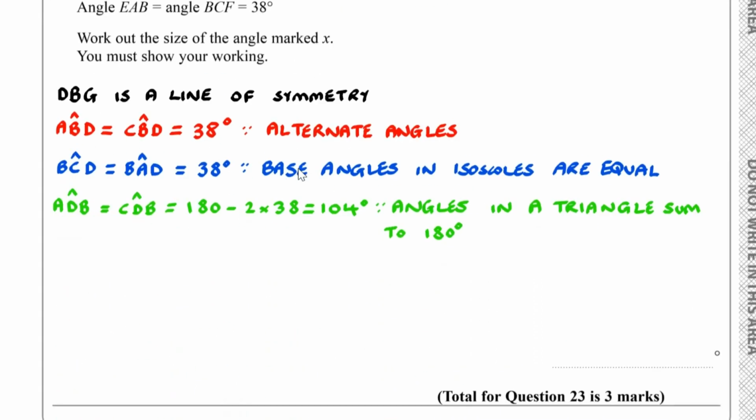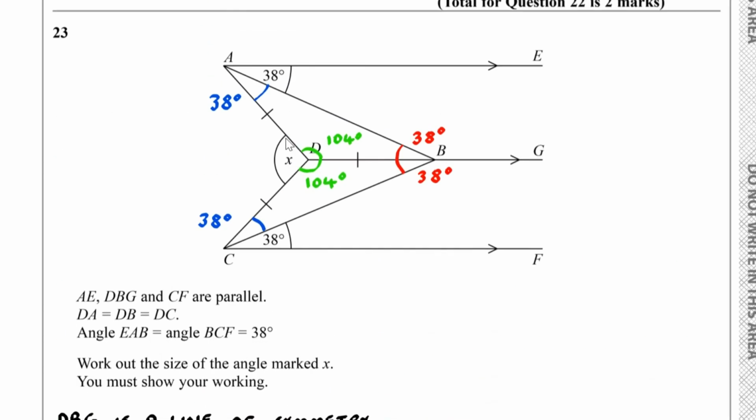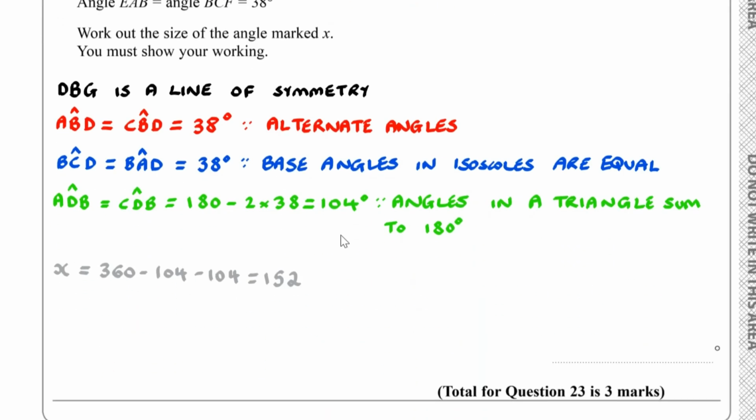And now we can find out this angle X. The angle X is equal to 360, subtract the 104, subtract another 104, which is 152. So this angle here is 152, and the reason for that is angles around a point sum to 360. So X is equal to 152 degrees.